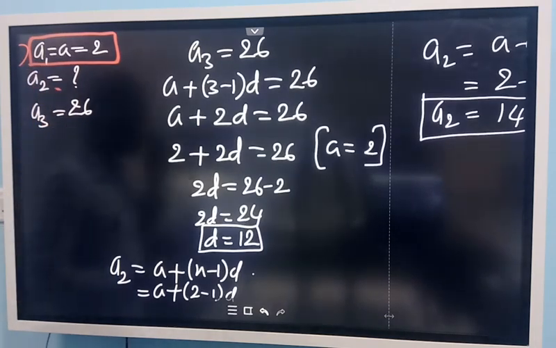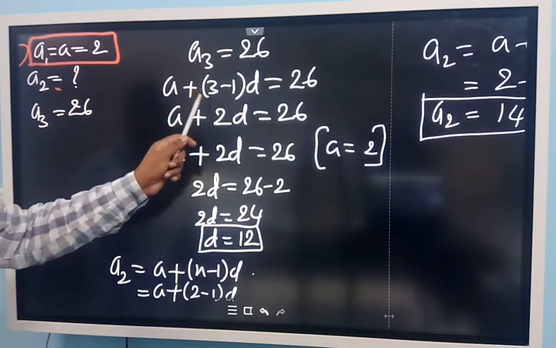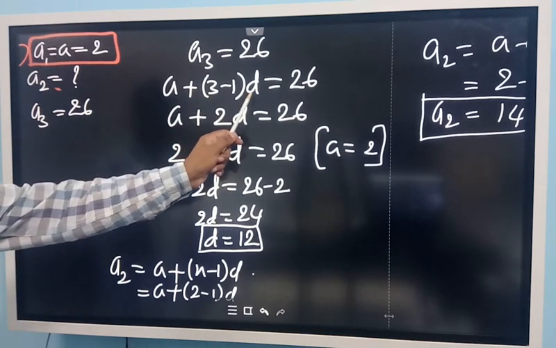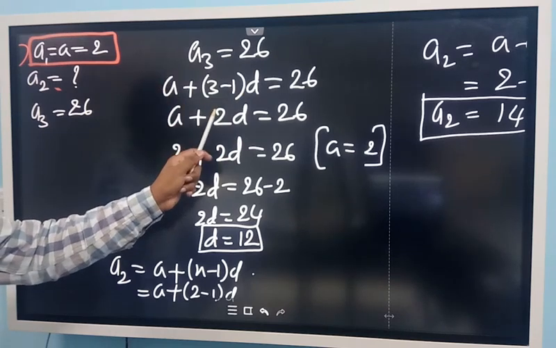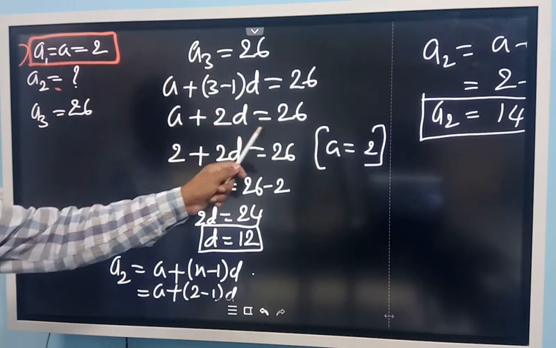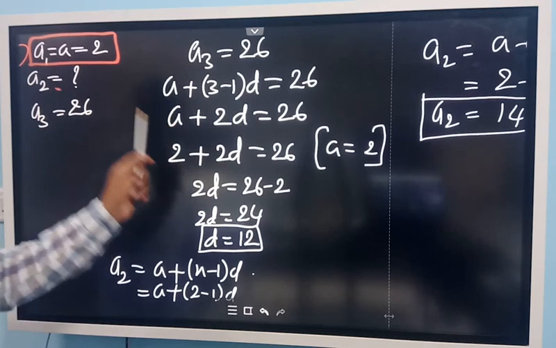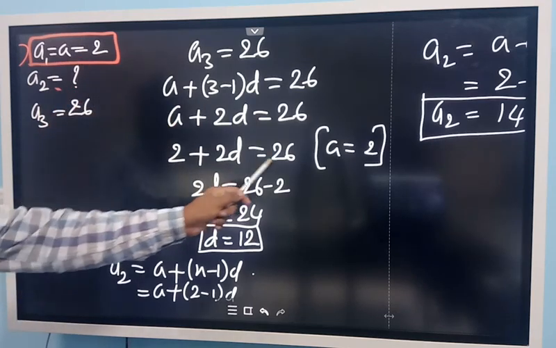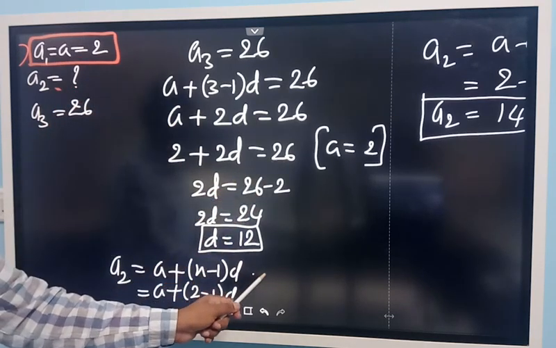Use the nth term formula. So here, the third term can be written as A plus (3 minus 1) into D, that is, (n minus 1) into D. So that gives you A plus 2D is equal to 26. The A value is given, 2 plus 2D is equal to 26, so the D value will become 12.